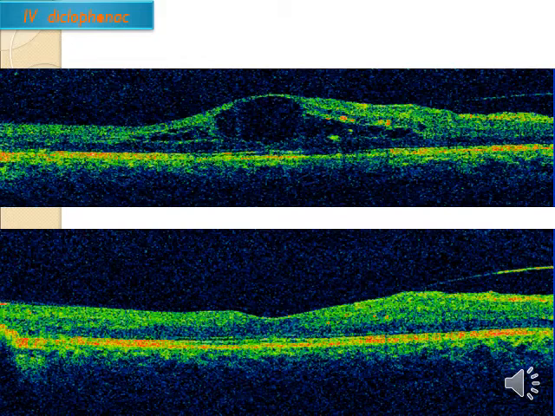This slide shows OCT. This color-coded investigation shows the layers of the retina and the thickness of the retina. What are risk factors for diabetic retinopathy? What is the treatment of diabetic retinopathy?